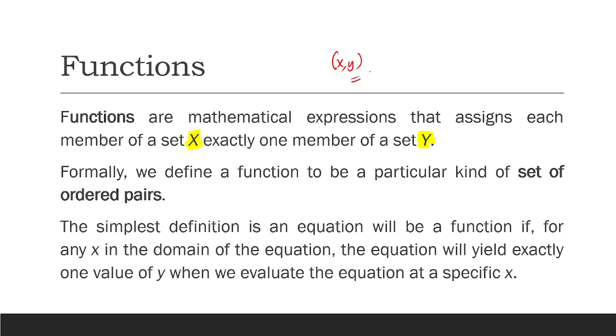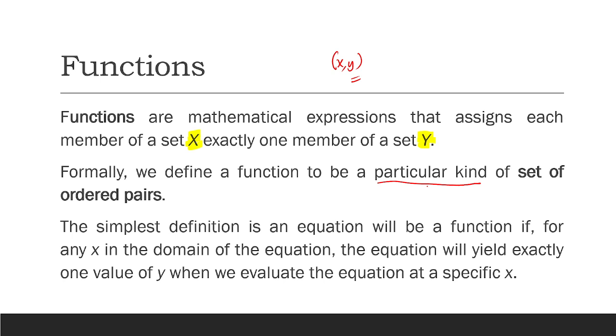So ano to? This is what we call as an ordered pair. So if we are still familiar with the topic sets, this is what we call as an ordered pair. So formally, we can now define a function to be a particular kind of a set of ordered pairs. So that is our formal definition of what a function is. Now kapag i-connect natin siya sa equation na, all functions, we can express it as an equation.